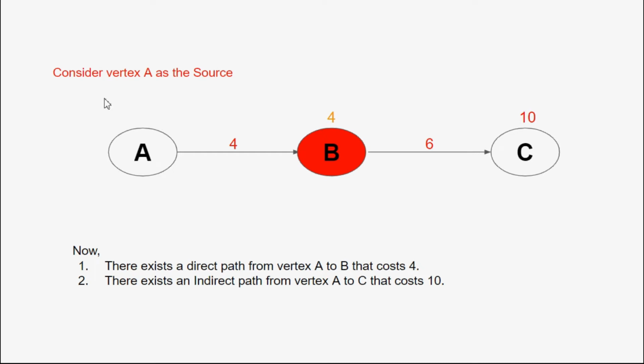Now, let's have a look at the example of Dijkstra. Here we are going to deal with a graph, which is going to be a directed weighted graph.